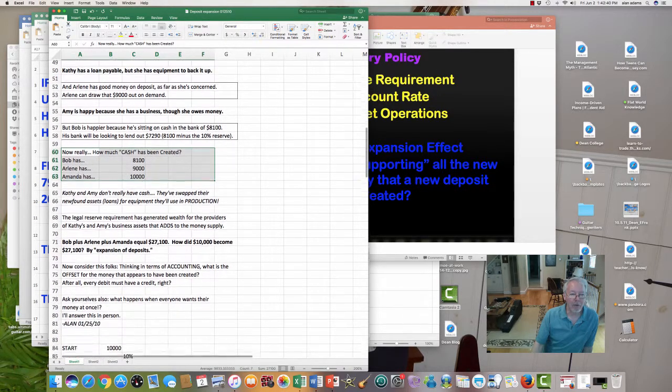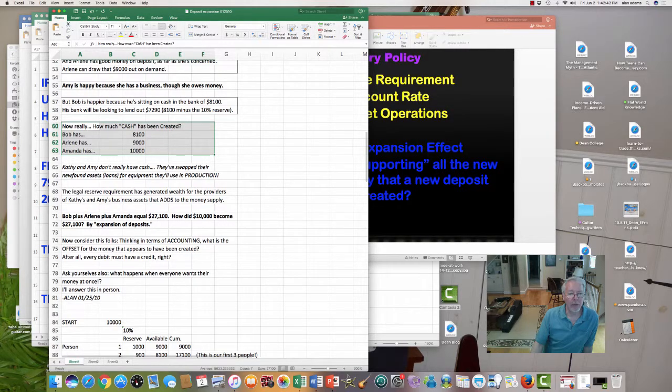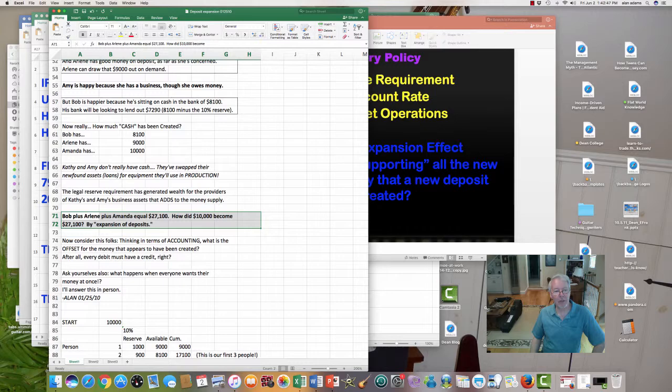Okay? So study this for me. If you add those three people up, only $10,000 entered the system, but now there's $27,100. That is the expansion of deposits. The deposit expansion effect. Amazing, huh? What offsets all those numbers from an accounting point of view? Paper, assets, and the good faith and credit of everyone in this stream so far.